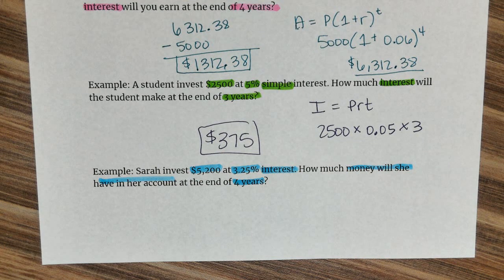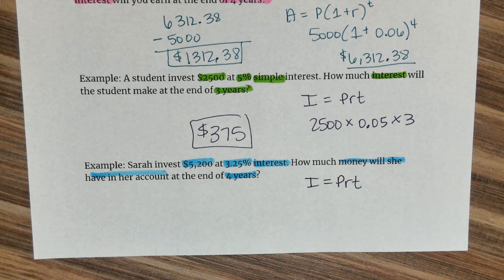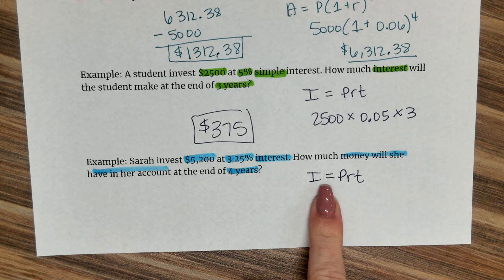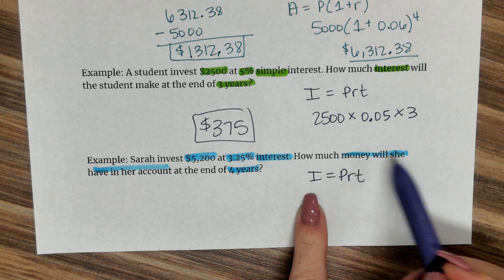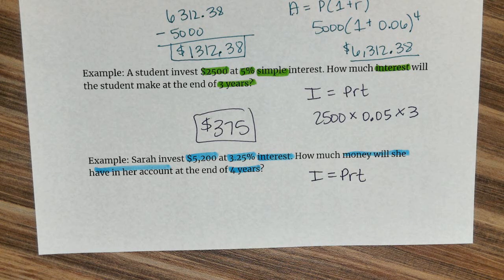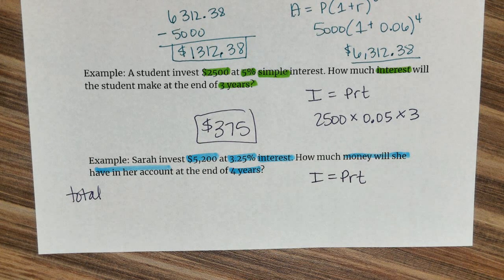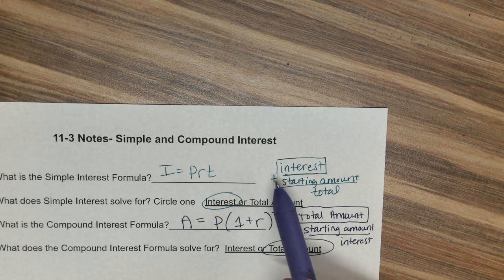All right, so here we go. Simple interest. I equals PRT. Before you start, you need to ask yourself, what does this formula solve for? Interest. Now read the question. How much money will she have in her account? Are they asking for interest or total? So I need total. Is this going to give me that? No. So I'm going to have to go back up here and say, hey, to get the total, I'm going to have to add. So here we go.